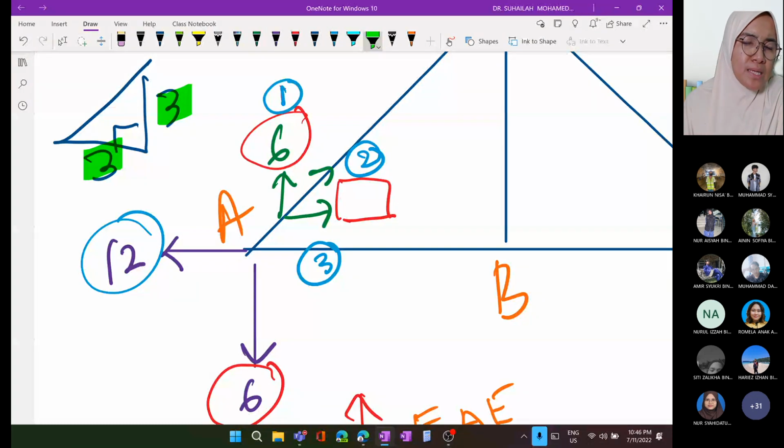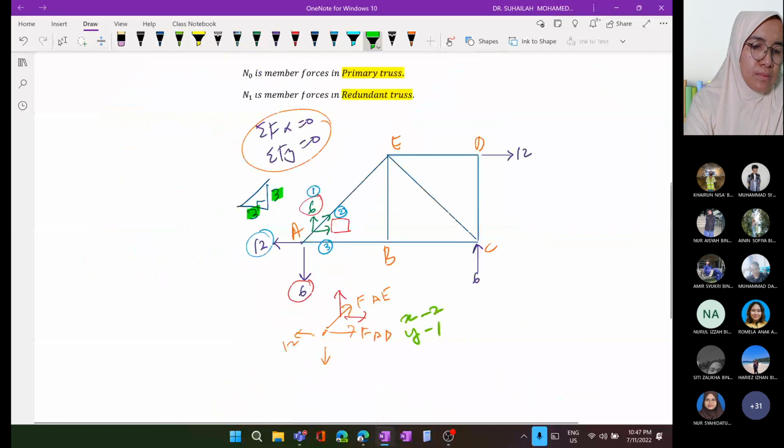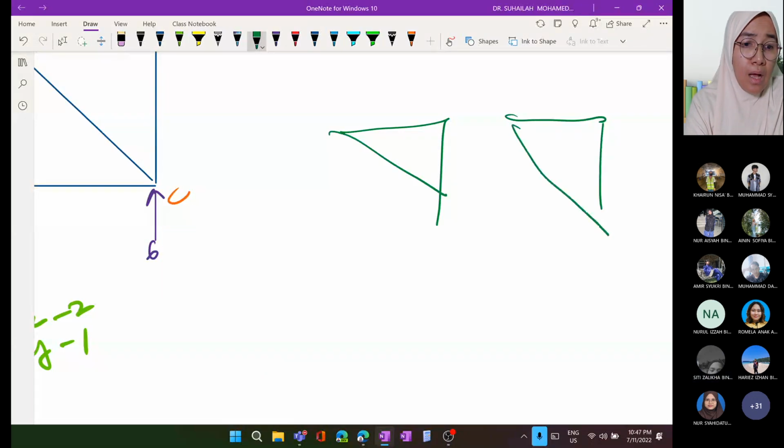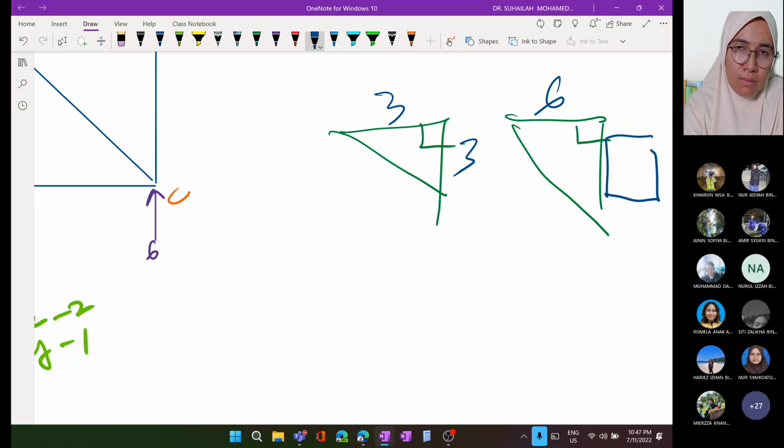Dah cepatlah. What is the answer? You have two triangular. 63.43. You ada dua, dia kan vector kan dia based on trigonometry. Kalau yang segitiga, the first triangular is 3 and 3, the second triangular is 6. So yang ni berapa? 6. Pakai ratio je. This is 6. Sebab dia 3 dengan 3.